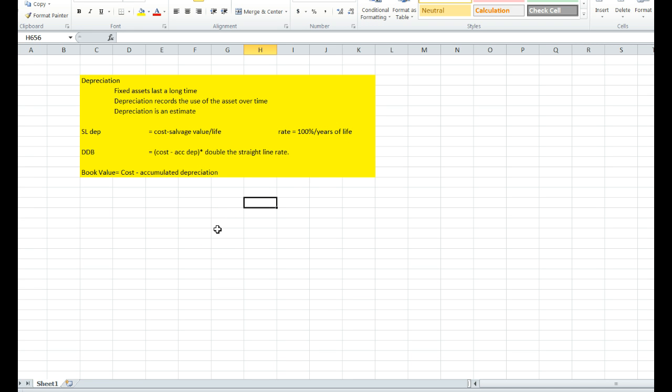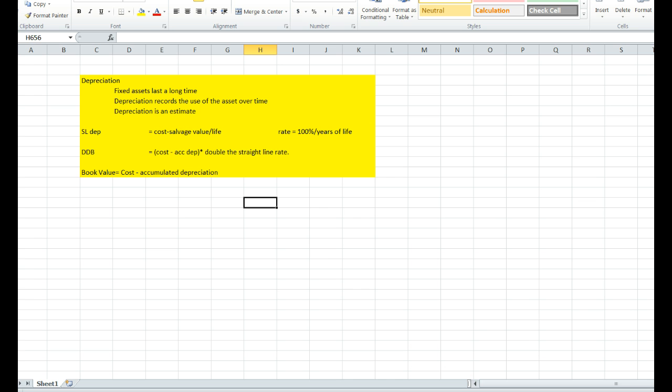Under double declining balance, the depreciation is higher in the beginning, but lower as you go longer and longer into an asset's life. Book value is equal to cost minus accumulated depreciation.